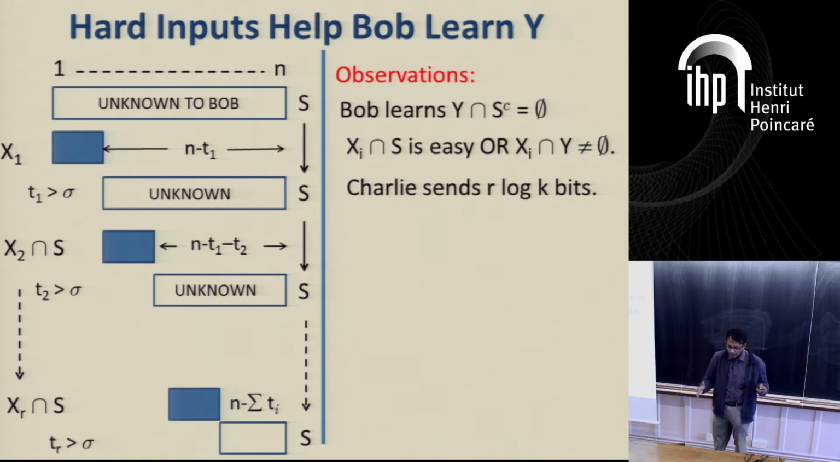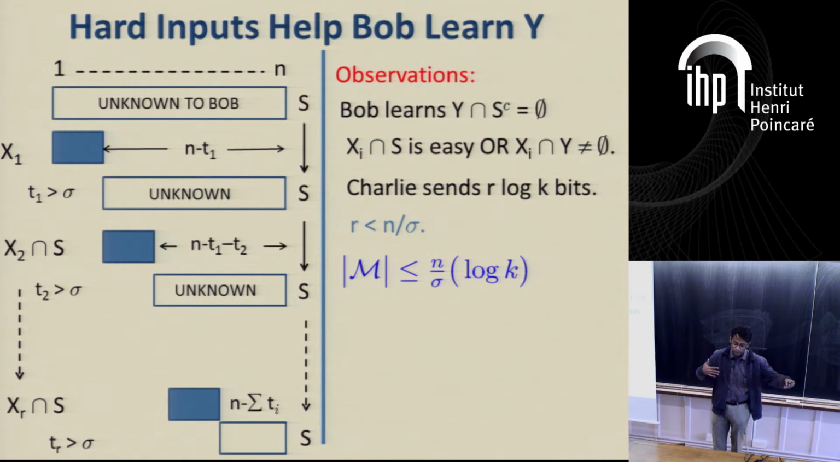Okay? So let's now try to estimate, how many bits did Charlie send? Well, if it went on for r rounds, Charlie sent r times log k bits. Because disclosing each index took log k bits, so he sent r log k bits. But in each round, he's shrinking the universe size by sigma, and so his number of rounds is at most n over sigma. Right? That's a simple thing. So the total length of his advice is n over sigma times log k. Right?